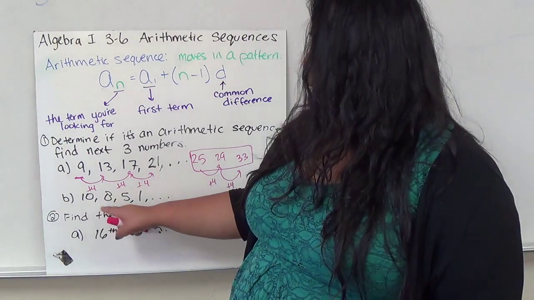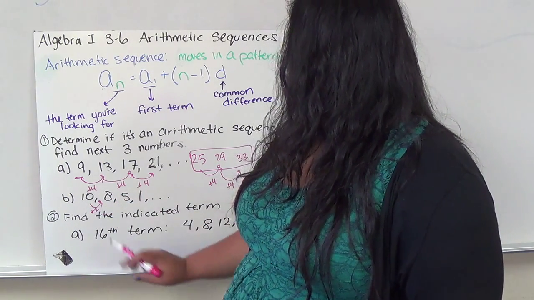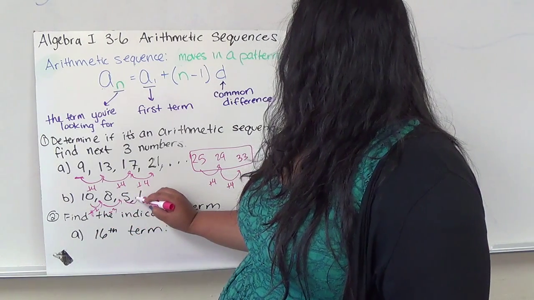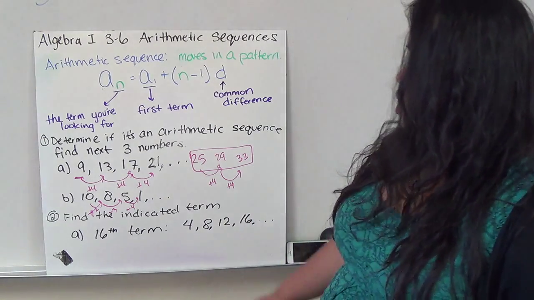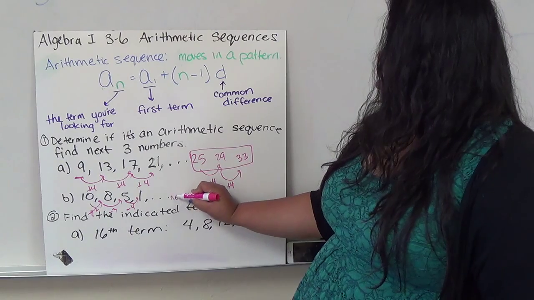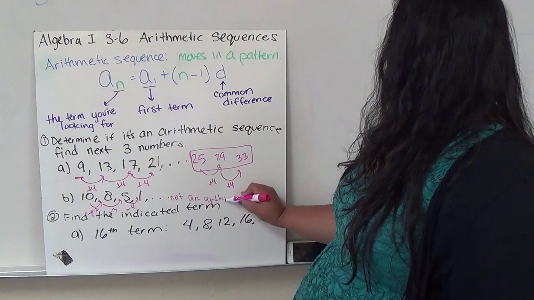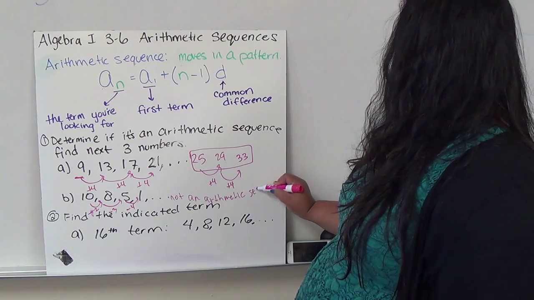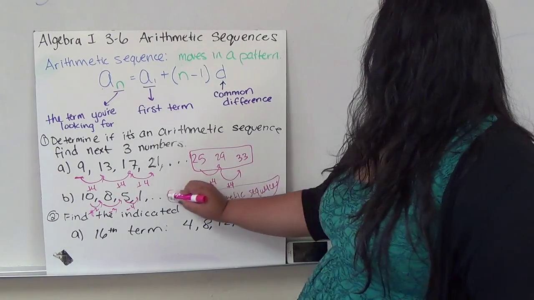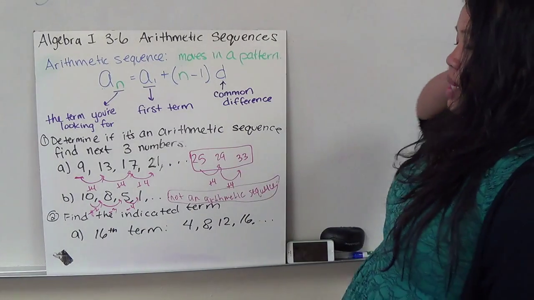The next one is 10, 8, 5, 1. This is going by subtracting 2. This is subtracting 3, and this is subtracting 4. Now in this case, it's not going by the same number. So this is not an arithmetic sequence. Okay? Because it has to be going by the same number each time.